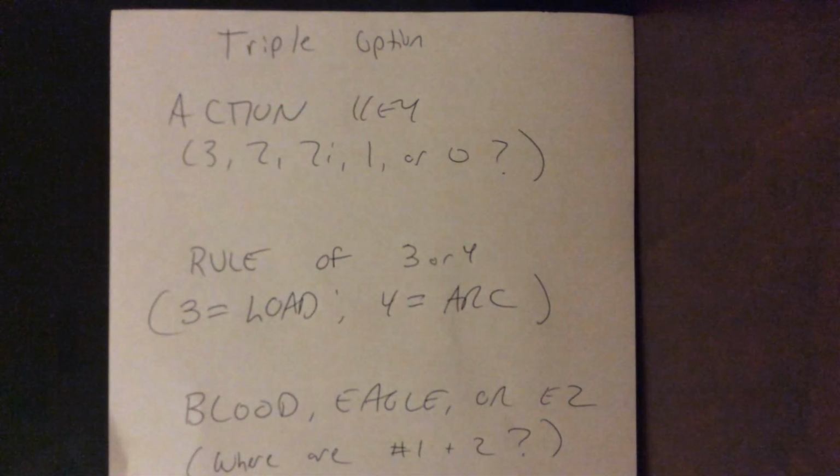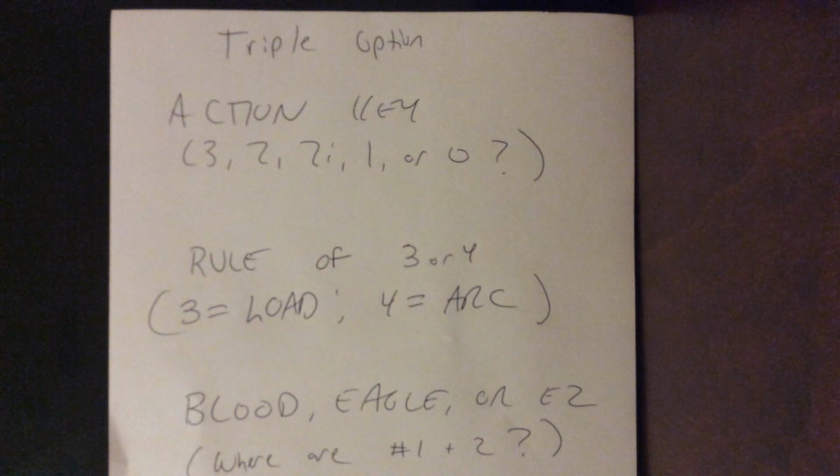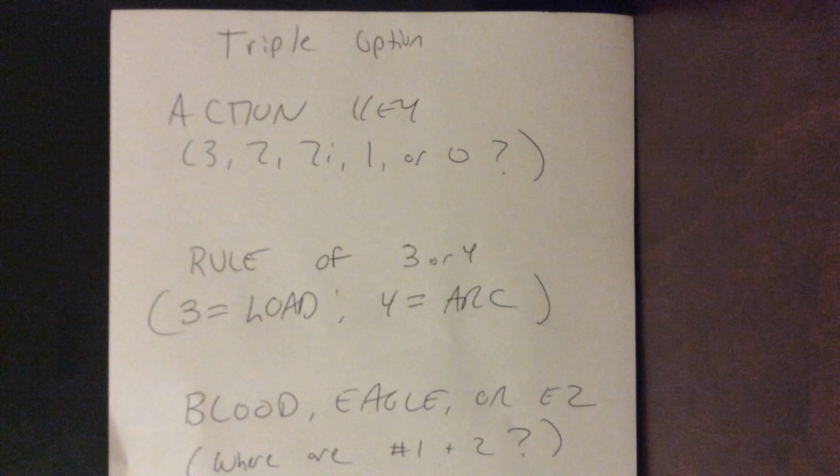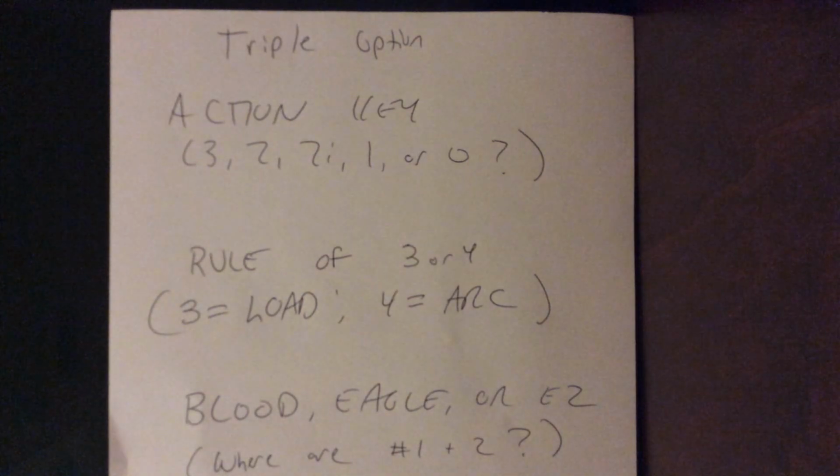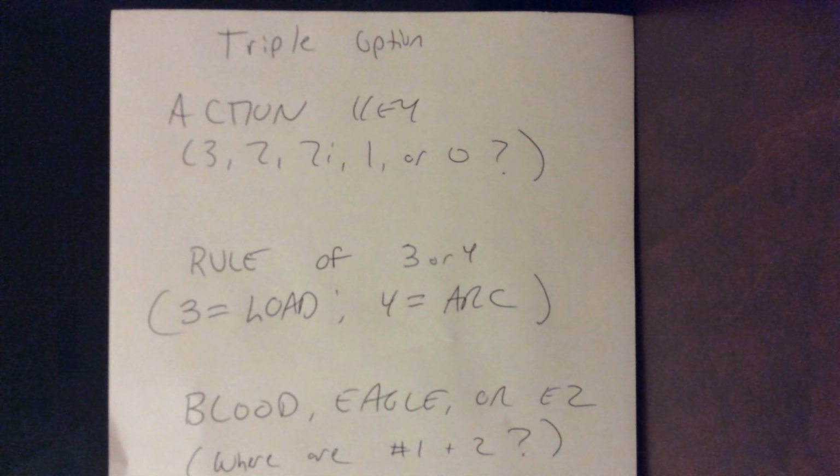But here are the three big keys. Number one is your offensive line has to identify the action key. The action key is the first defensive lineman inside of the read. So it's the first defensive lineman from a three technique in. So the play side guard has to identify if he's covered or not.